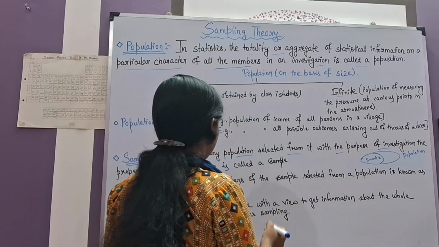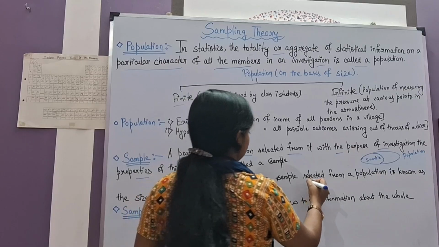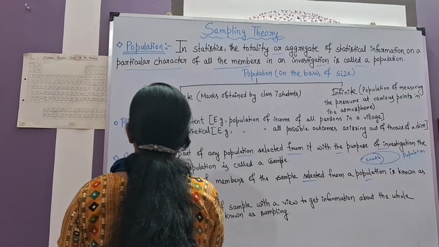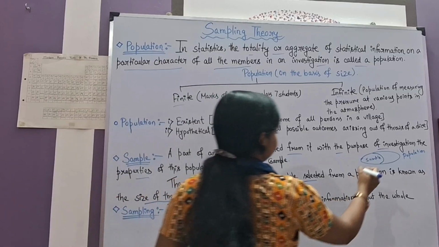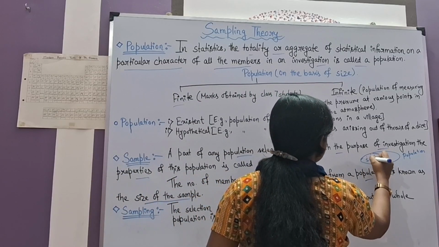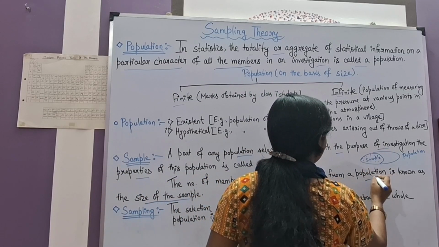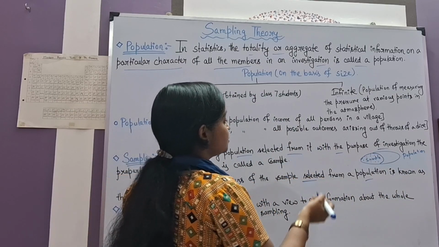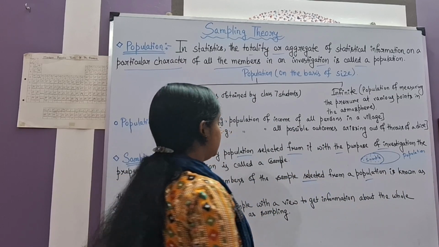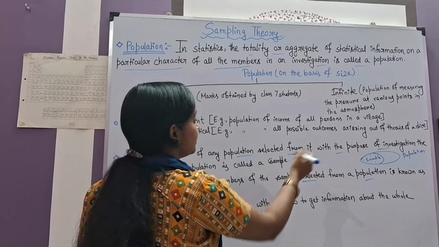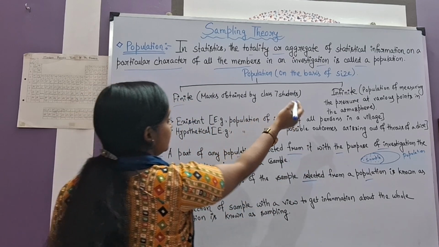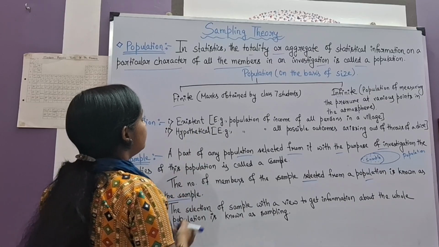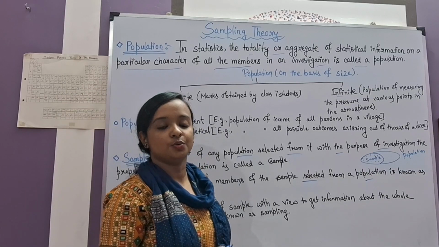Now the number of members of the sample selected from a population is known as size of the sample. So these are the members of the sample and the number is called the size of the sample. If the number is finite, then this will be finite, and if the number is infinite, then that will be infinite. For finite, there is one example given here, marks obtained by class 7 students.